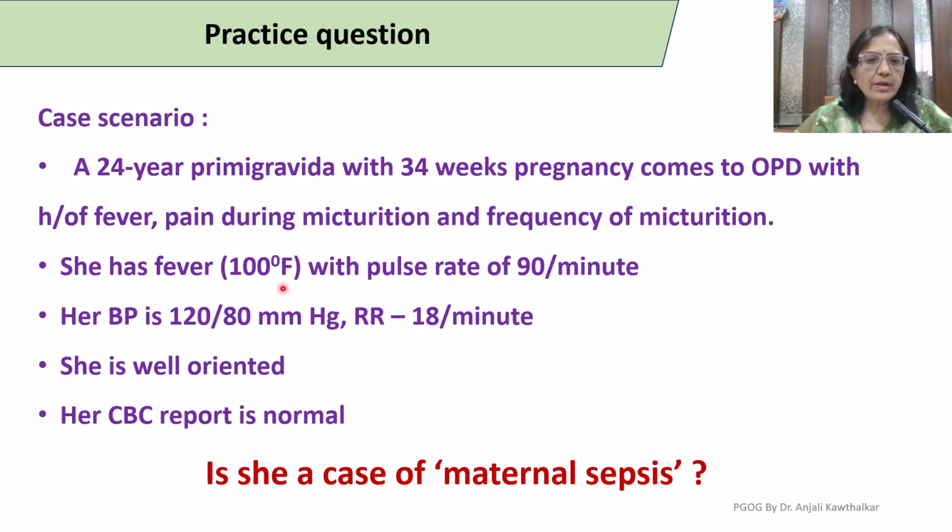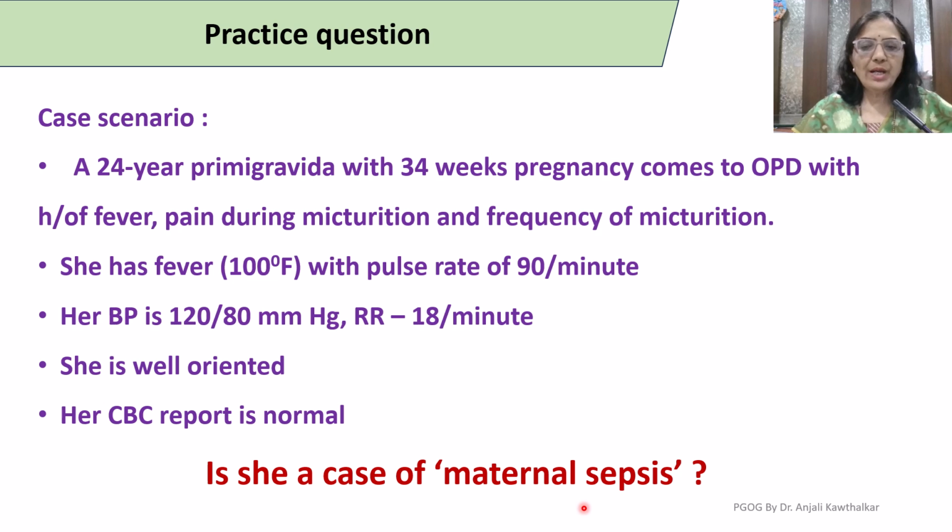She has fever of 100 degrees Fahrenheit with a pulse rate of 90 per minute. Blood pressure is 120 by 80. Respiratory rate is 18 per minute. She is well oriented. Her CBC report is normal. Now you tell me whether she is a case of maternal sepsis.